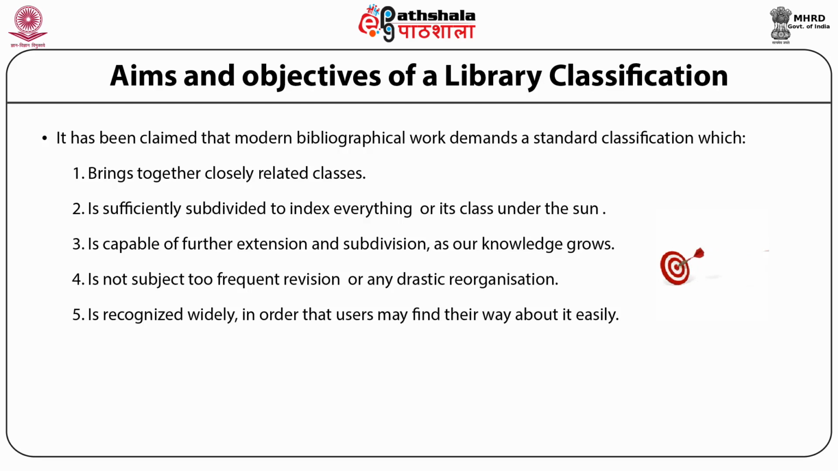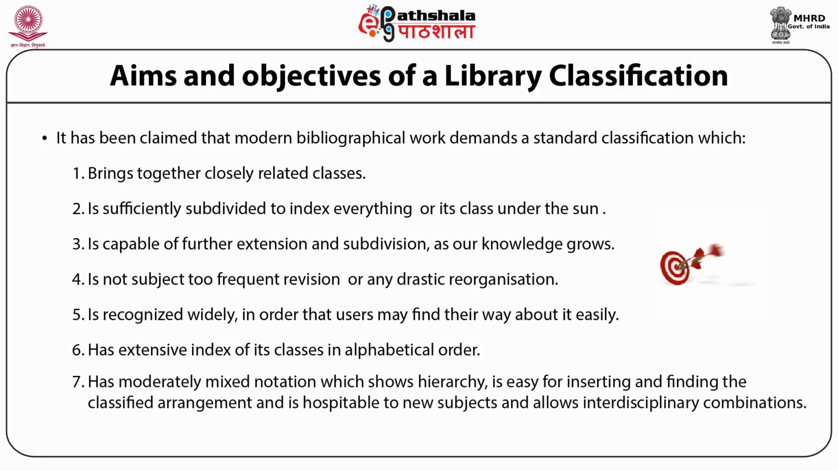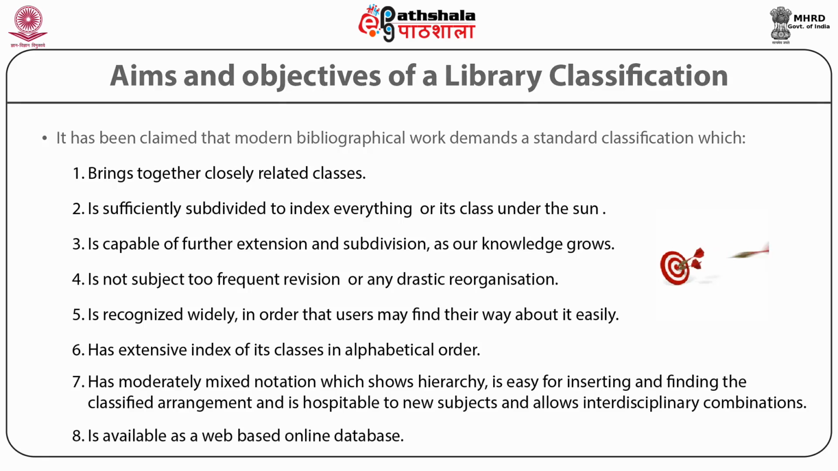It is recognized widely in order that users may find their way about it easily. That is, it should be a universal and well-known system. It has an extensive index of its classes in alphabetical order, otherwise it may not be able to work properly. It has moderately mixed notation which shows hierarchy, is easy for inserting and finding the classified arrangement, and is hospitable to new subjects and allows interdisciplinary combinations. It is one of the great requirements of a classification system, and is available as a web-based online system nowadays.